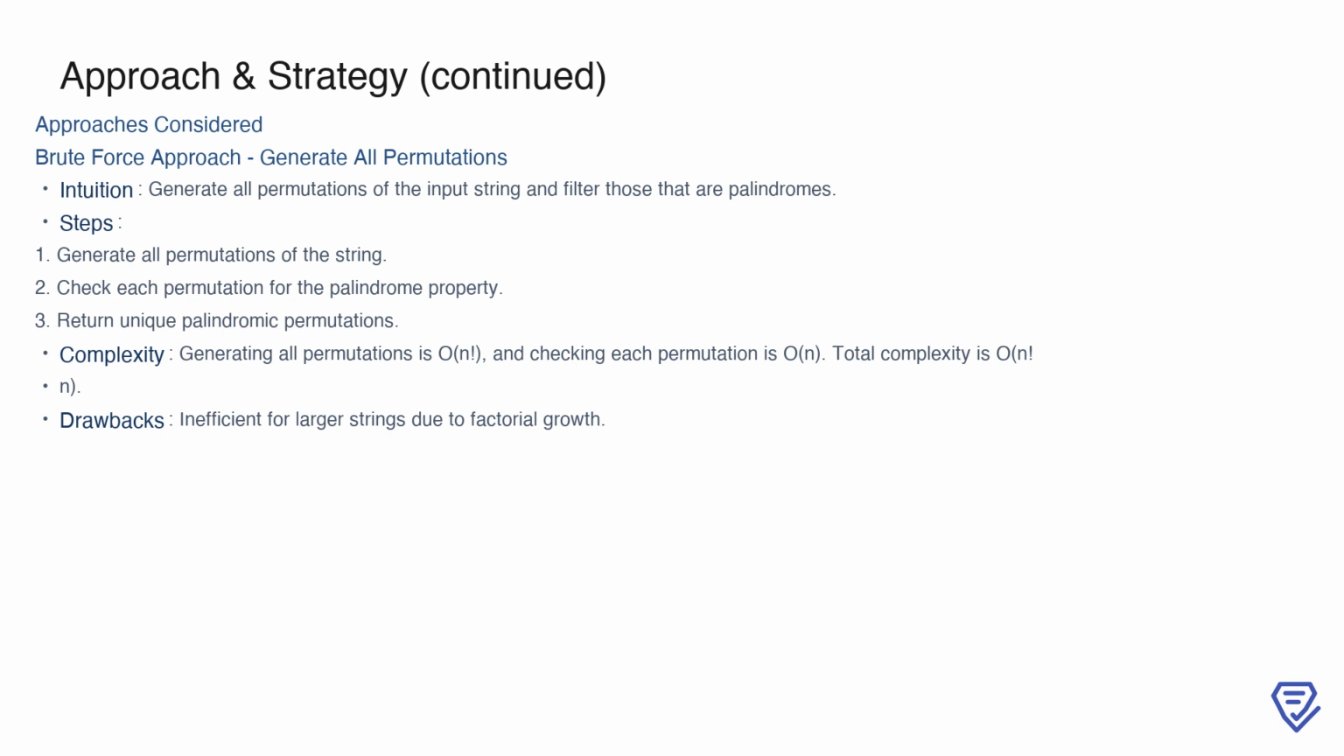However, the downside of this approach is its inefficiency. Generating all permutations has a time complexity of O(n!), where n is the length of the string, and checking each permutation adds another factor of O(n). This results in an overall complexity of O(n! * n), which grows extremely quickly as the string length increases, making it impractical for larger inputs.